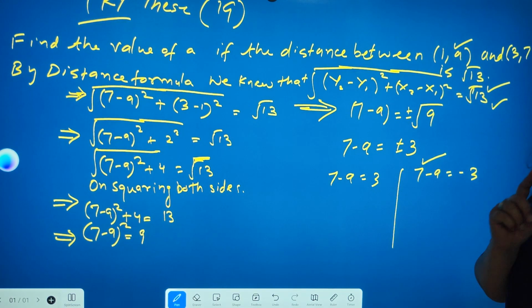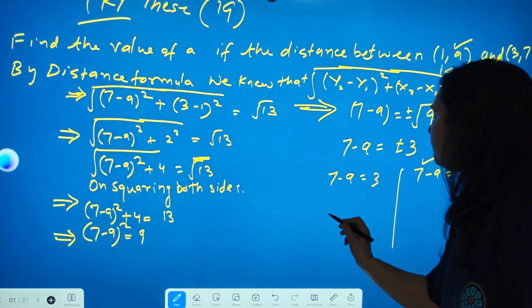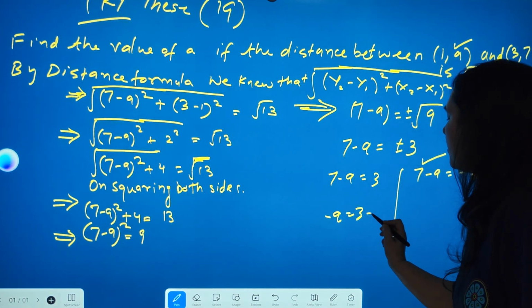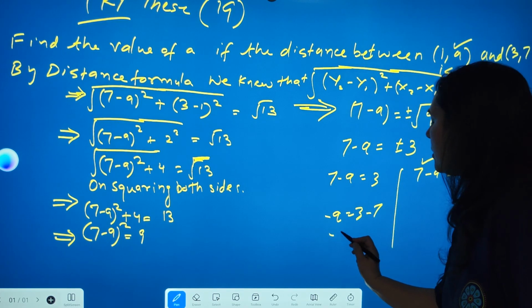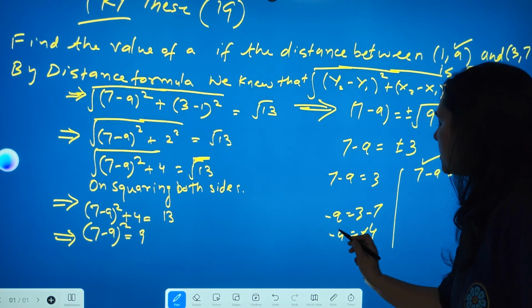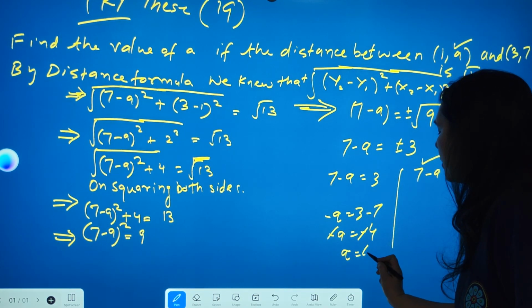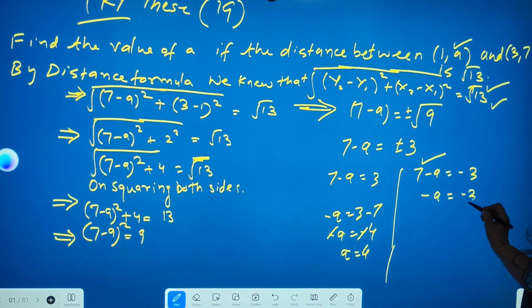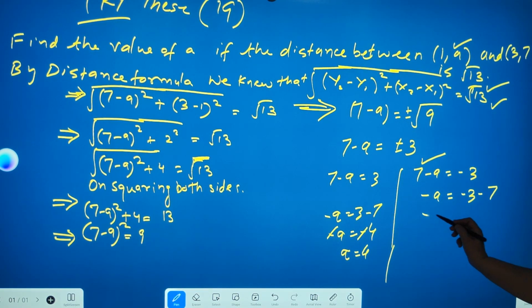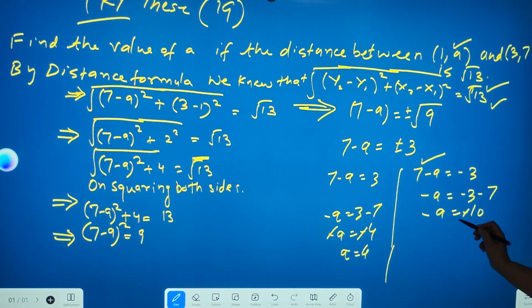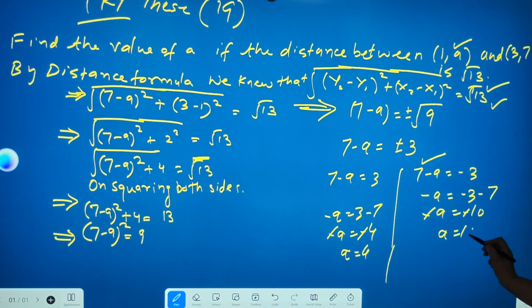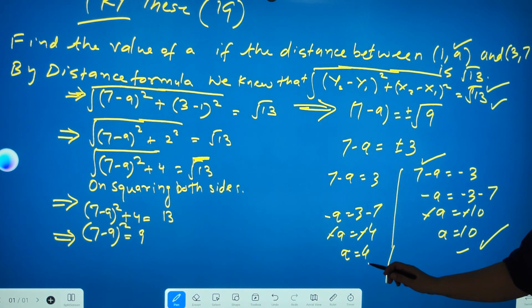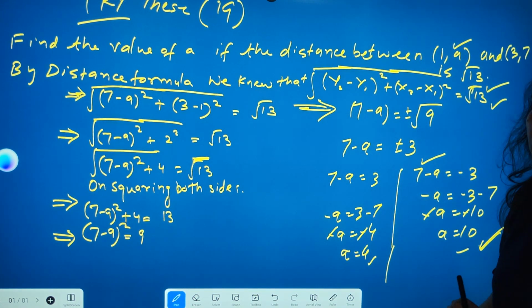Now you will find the two values of a. First, minus a is equal to 3 minus 7, so minus a is equal to minus 4. This minus will be cancelled, so the value of a is 4, right? Second, minus a is equal to minus 3 minus 7, so minus a is equal to minus 10. This minus will be cancelled and a is equal to 10. So you obtain the two values of a: a is equal to 4 and a is equal to 10. In this way you need to solve this equation.